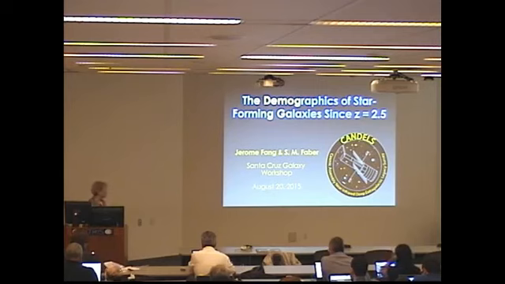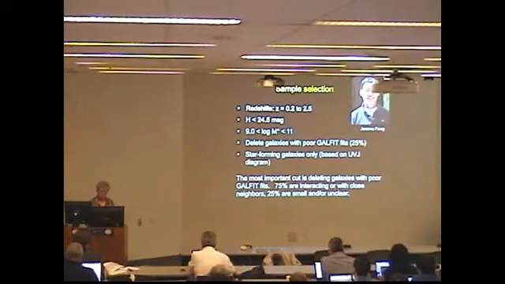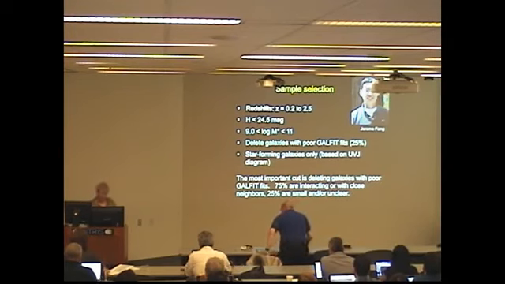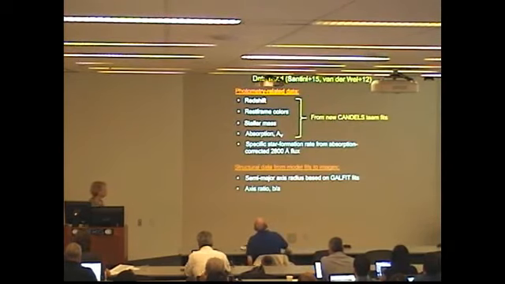This is a talk about CANDELS data, the demographics of star-forming galaxies since z of 2.5. It was the thesis of Jerome Fang, who has graduated and gone on to a teaching position. Briefly, we're at rather low redshifts, 0.2 to 2.5, pretty bright galaxies, H brighter than 24.5, and mass range between 10 to the 9 and 10 to the 11th solar masses. So the data used have been published in these two papers.